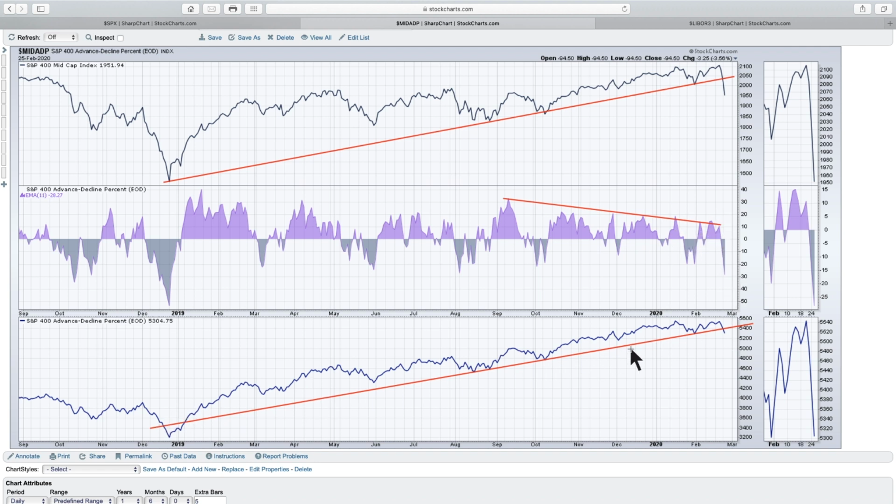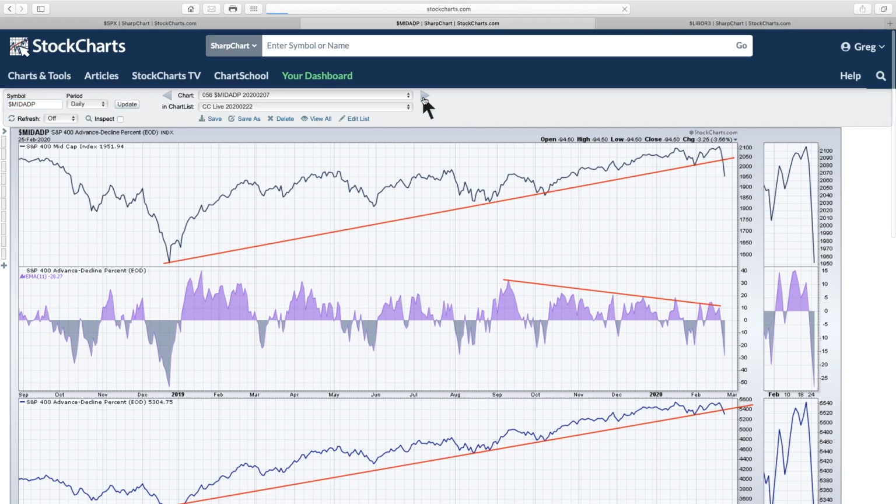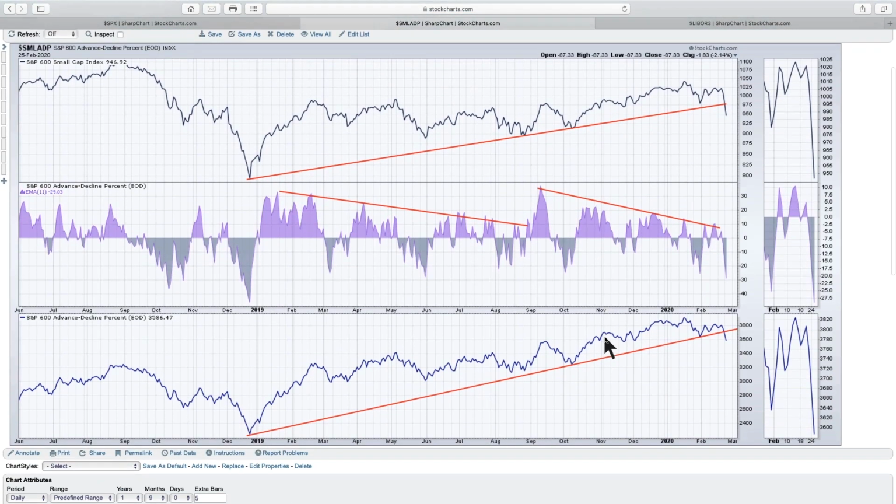The uptrend line for the advanced decline for this mid-cap group has also been broken, and we haven't quite got through the advanced decline lows of late January, but I think it would be wrong to assume that this big uptrend on all of these doesn't matter. So on the 1,500, the 600, and the 400.